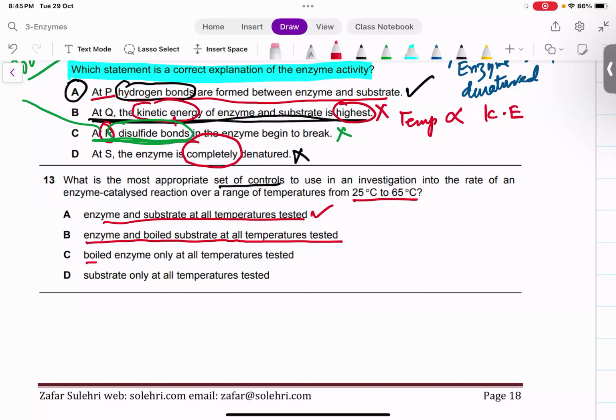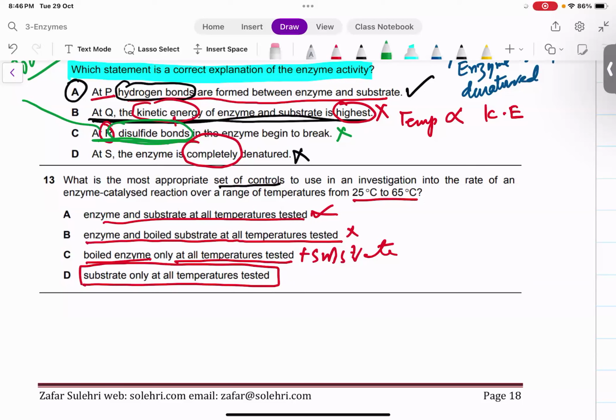And in this case, boiled enzyme only at all temperatures tested. So enzyme plus substrate must have been added into it. All other conditions have to be constant. So this is also not a correct choice. And here we have substrate only at all temperatures tested.